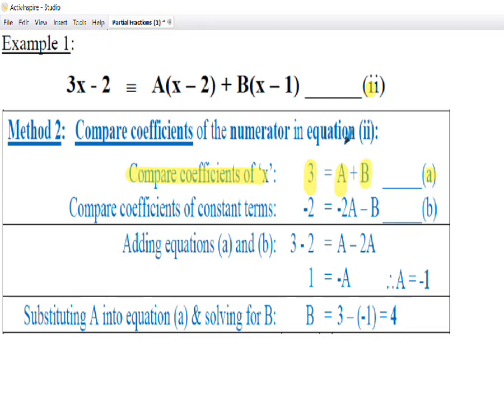That gives me an equation. I cannot actually solve directly here because I've got two unknowns in the one equation, so I need to generate another equation, and we can compare constants on the left hand side to the right hand side.